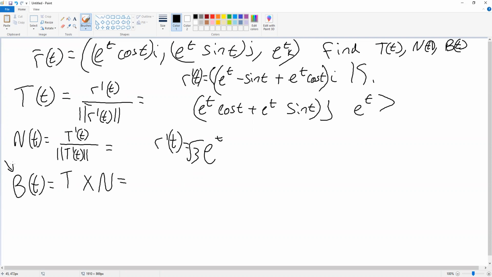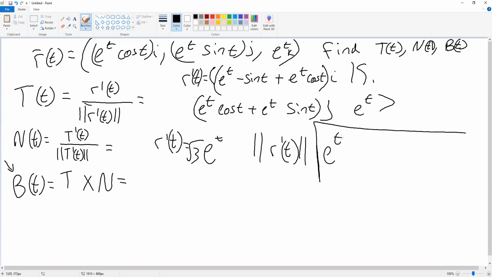Yeah, I think I did this way too fast. There's an e to the t in each term, so you just factor it out. I tried to shortcut it and I messed up. Yeah, it's okay.